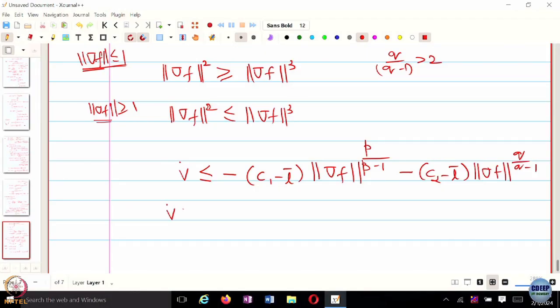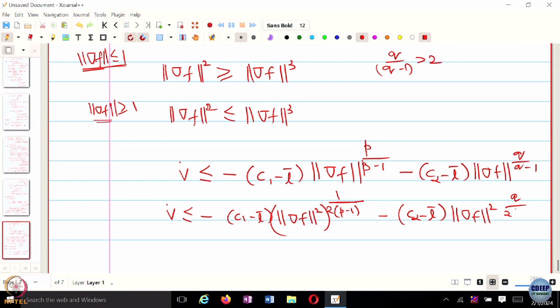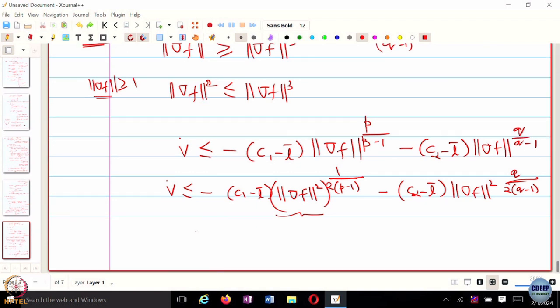So I can write this as V dot is less than or equal to minus C1 minus L bar. Now this is gradient of norm square to the power 1 over 2 P minus 1, minus C2 minus L bar, Q minus 1. Now this is nothing but 2 times V, well not exactly 2 times V, but we can further use PL inequality here, right? So this is less than or equal to minus C1 minus L bar. What is this term? It's less than or equal to 2 mu V, right? Is everyone following this?